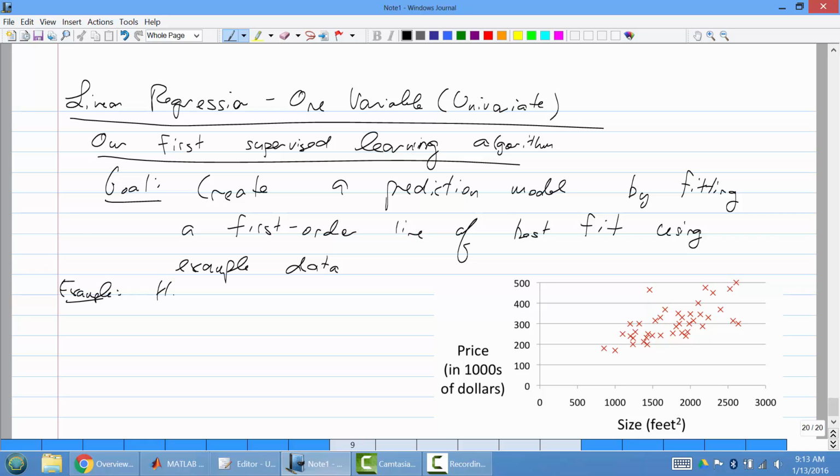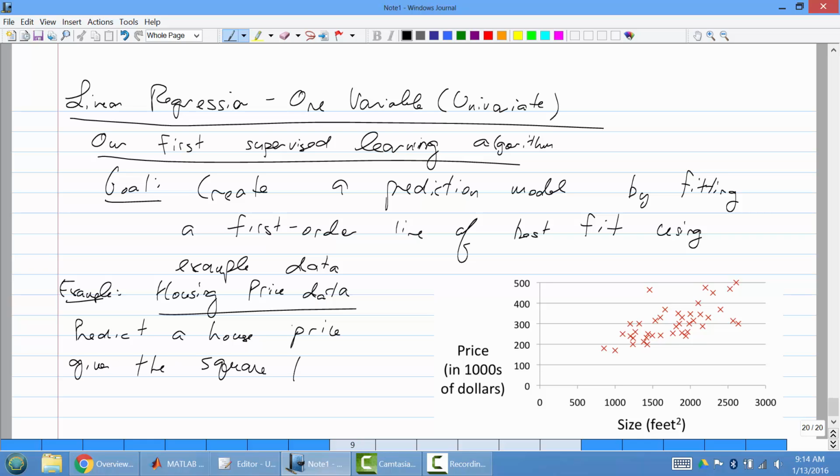So housing price data. The goal is to find a first order line of best fit that'll fit through as many points as possible with the least amount of error. So predict house price, given the square footage. You seldom use one feature in practice. You want to use as many features as possible to be discriminative, but we're going to do one feature for now, just as an introduction. We'll move to multiple features later. Footage.